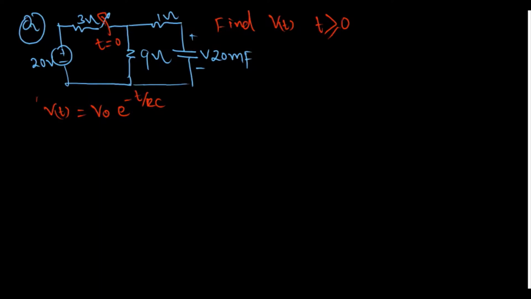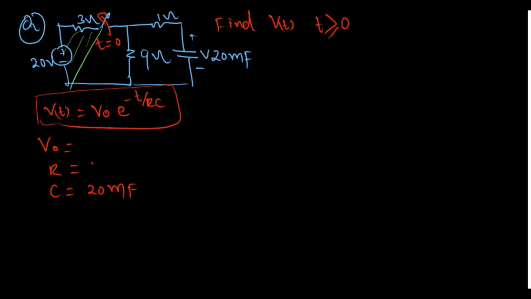For the source-free RC circuit, we know that V(t) is equal to V naught e to the power minus t over RC. So we need to find V naught, that is, at t is equal to 0. What is the voltage drop across this capacitor, and R and C? C we already know is 20 millifarad, and R we already know. After t is equal to 0, we don't need to consider this part of the circuit. We only need to consider this 9 ohm and 1 ohm. These two are in series with the capacitor. So R is equal to 10 ohms.